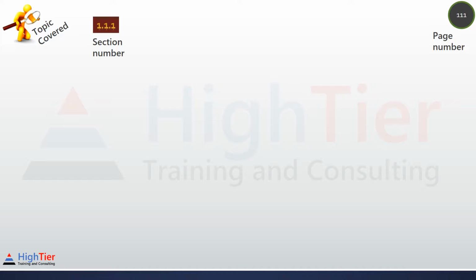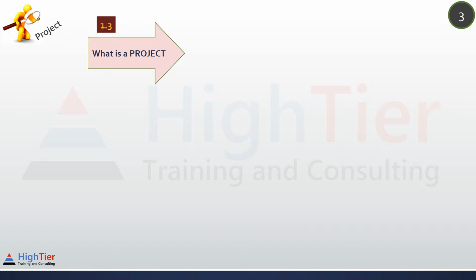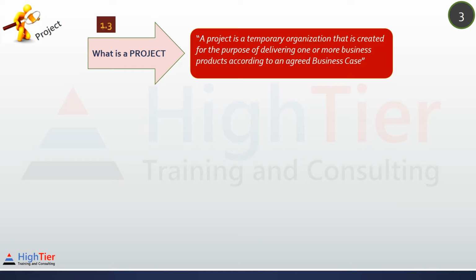So, let's begin. First of all, let's understand what a project is. According to PRINCE2 definition, a project is a temporary organization that is created for the purpose of delivering one or more business products according to an agreed business case. You do projects because there is a business problem, opportunity, or need.